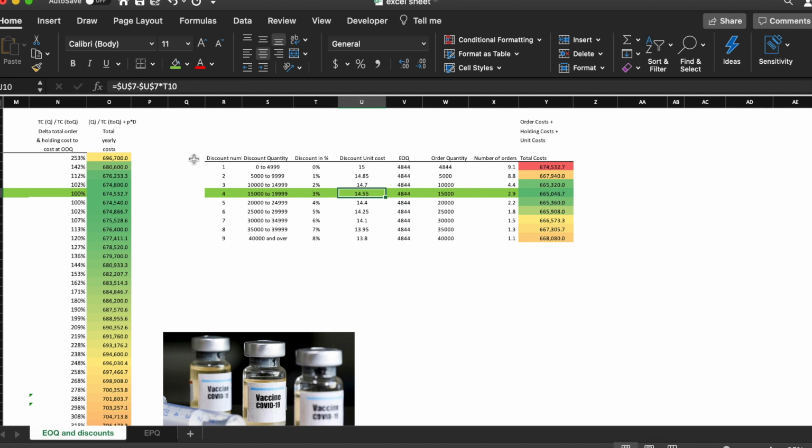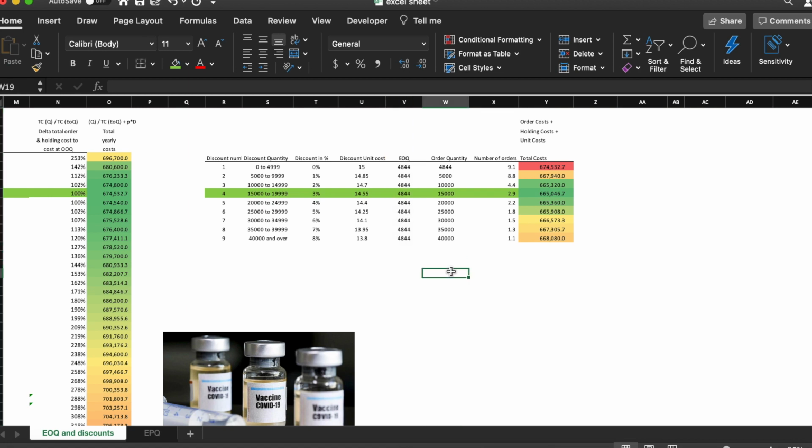Let's find out. Here is our discount table. Each 5,000 units we get 1% extra off. Let's analyze each discount bracket to see which one is optimal. First, we need the EOQ of each bundle. Well, to no surprise, it's still 4,844 because price plays no role.